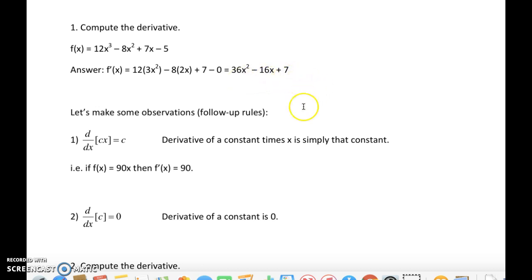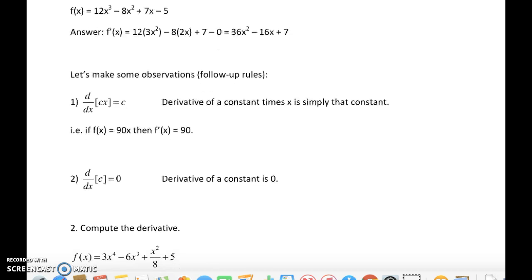Right, so let's make sure we follow these rules. The derivative of any constant times x is just the constant. So anytime you have a constant times x, like 3x, it's going to become just 3. And another example is if we have f of x is equal to 90x, then the derivative is just 90 because x disappears in that sort of format. And anytime we take the derivative of any constant, it's always going to be 0. And therefore, it just ends up being eliminated from our polynomial function.